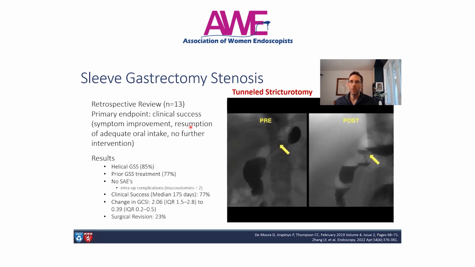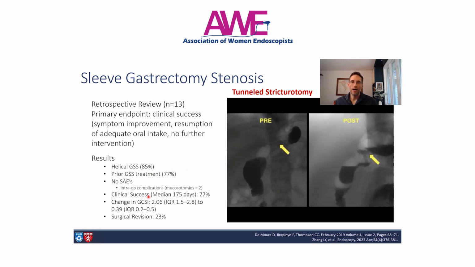So we then embarked on a study. We did a retrospective review of 13 of our consecutive patients. The primary endpoint was clinical success, defined by symptom improvement on the GCSI, resumption of oral intake, no further interventions. Also followed their weight. Now, most of these patients had helical stenoses, so they were twisted. It was complex stenoses. And again, the majority had failed prior treatment as well.